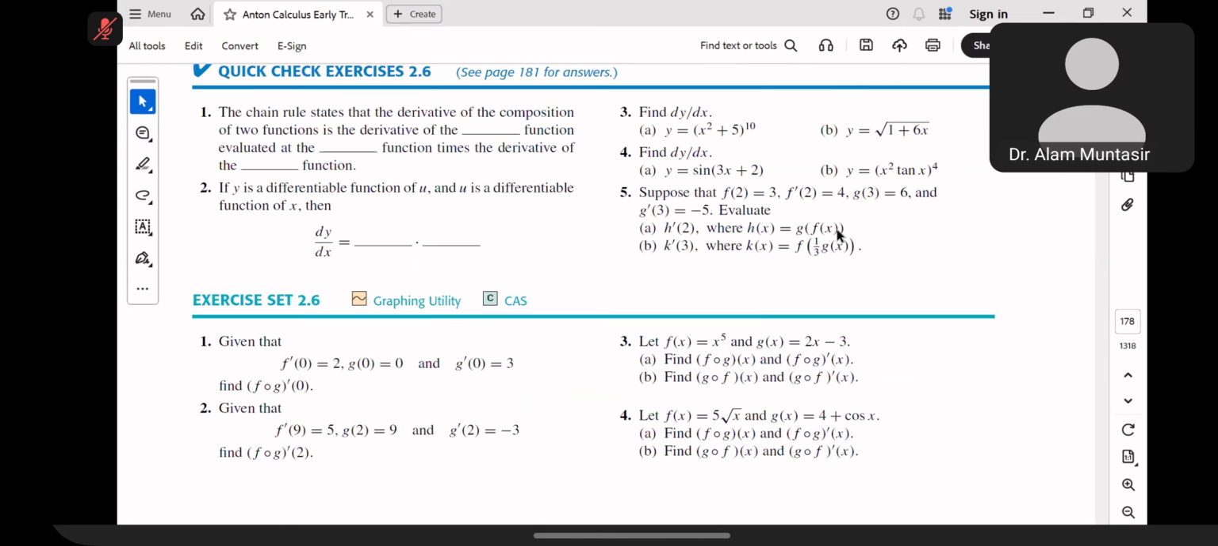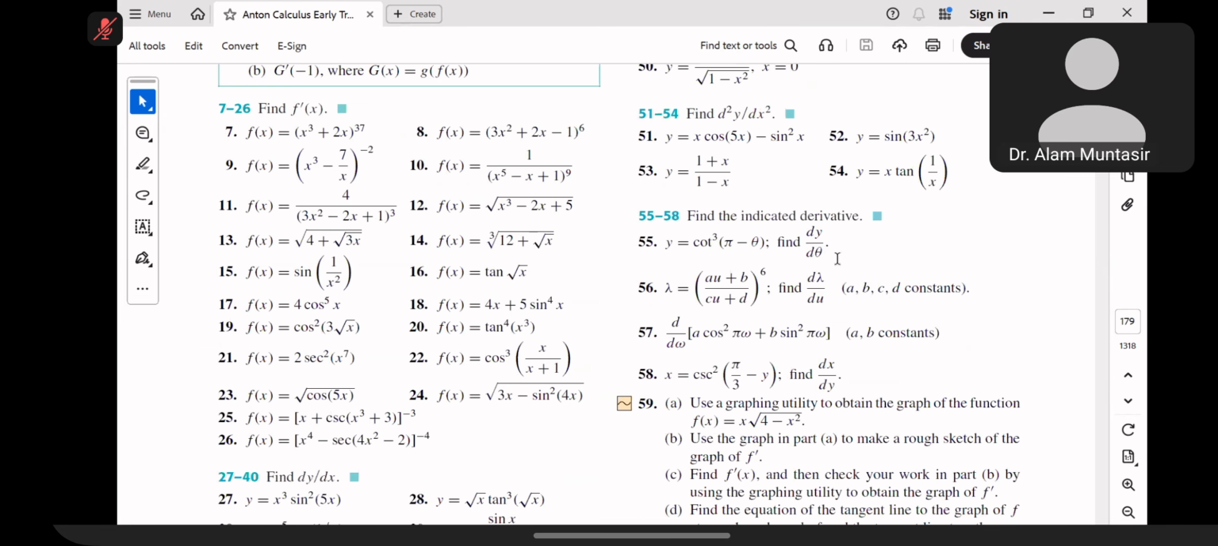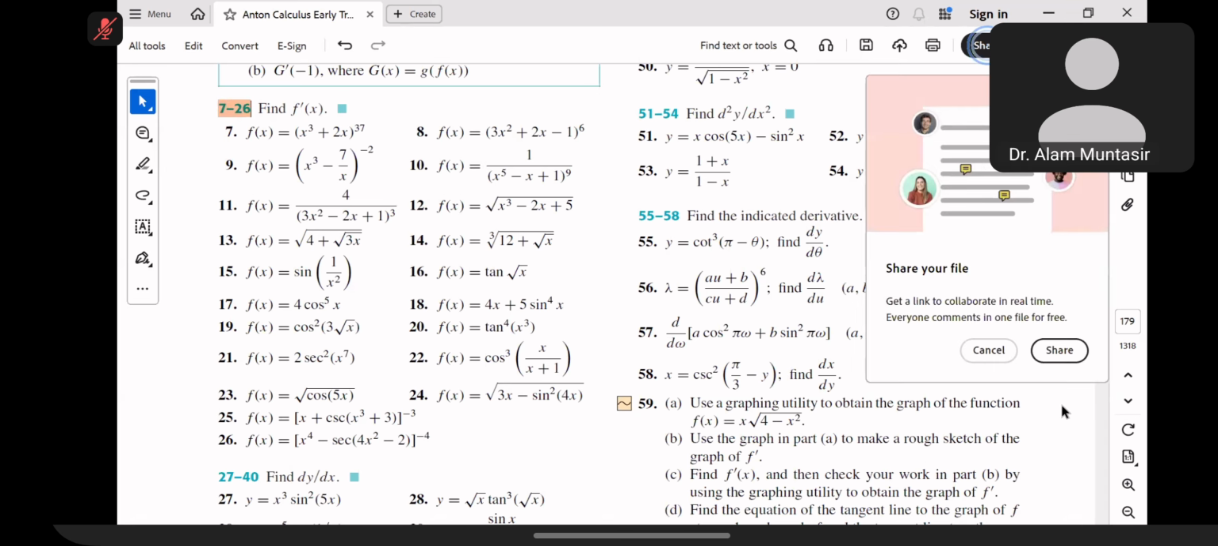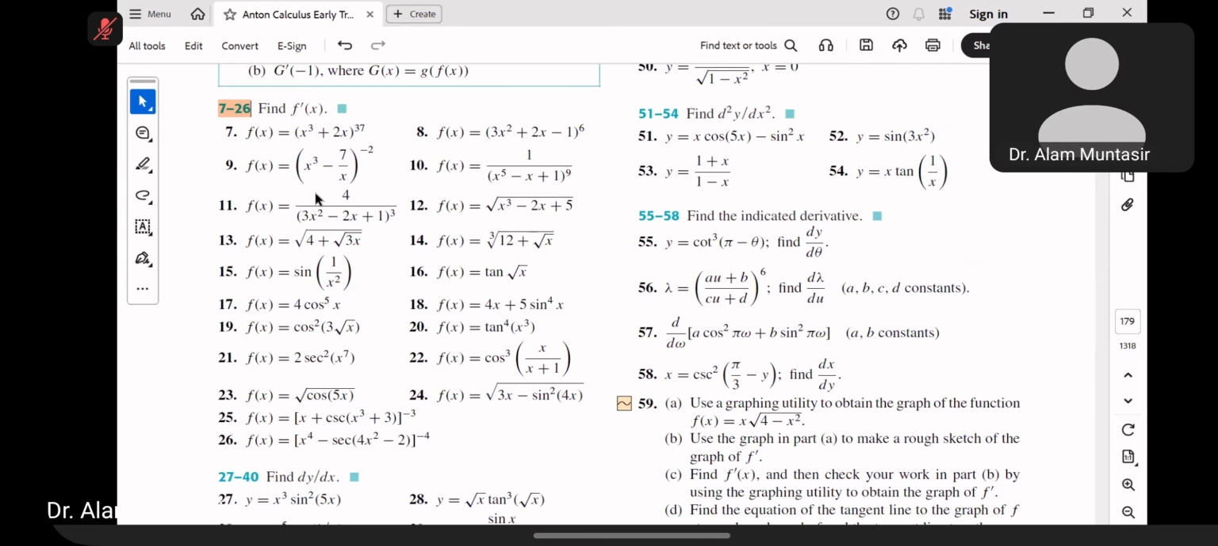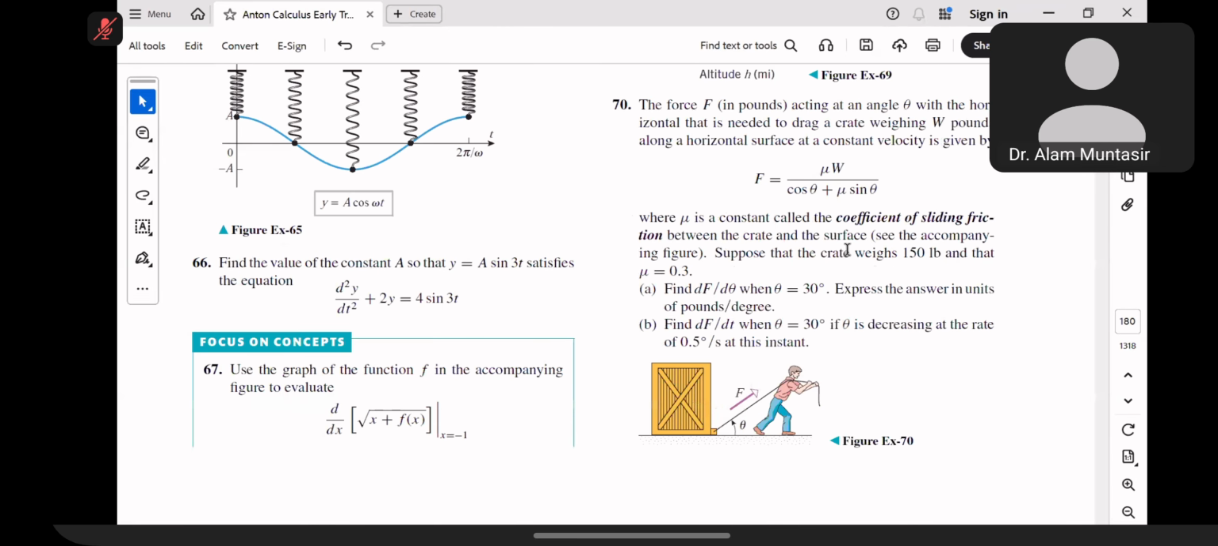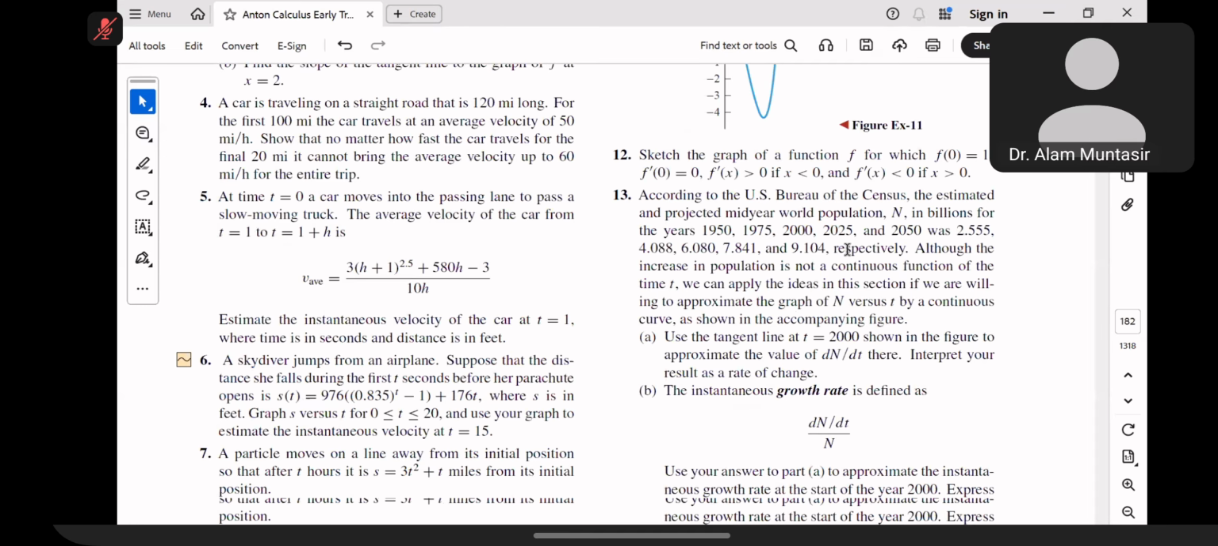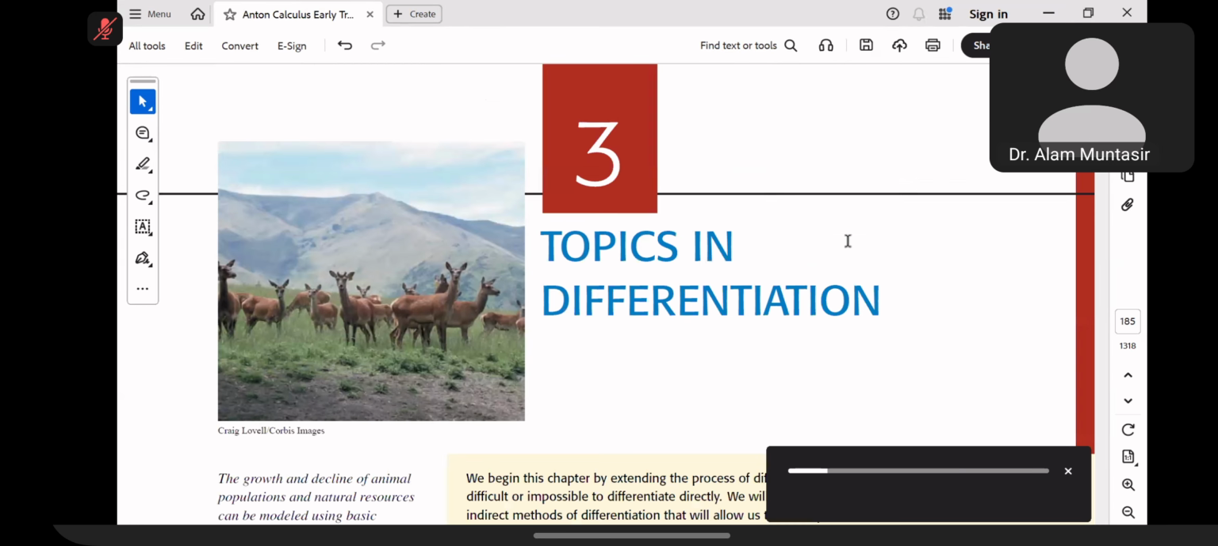So I hope you will be able to solve all the problems from this chapter. Still, if you have any doubt, you can pick some problems from 7 to 26 from this exercise set just for practice purpose. I hope you can solve, but still if you have any doubt, you can choose a few problems from 7 to 26. I think that would be good enough. So this chapter is done.